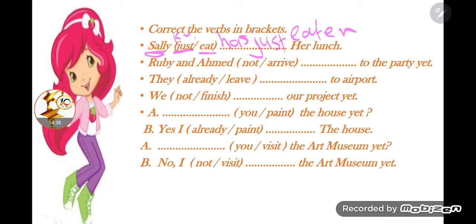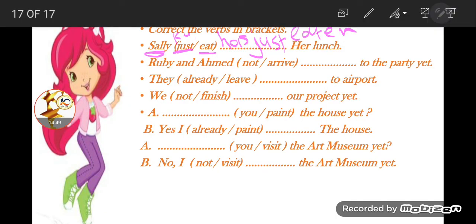Okay girls, please answer these questions or exercises and send them to me in order to correct them for all of you.